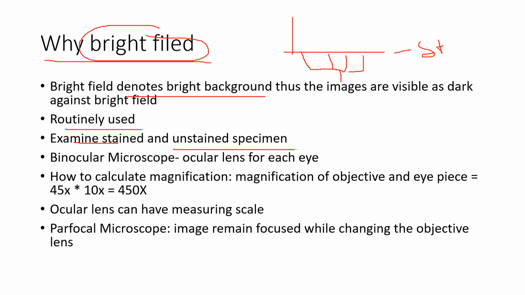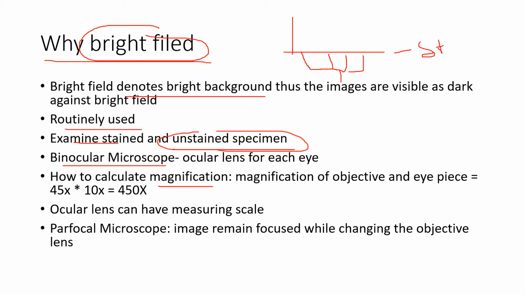But for unstained specimens, as we just talked about, if we are not staining the specimen, they become visible just because of refraction, as they have different refractive indexes. We know this. What are binocular microscopes? Those are microscopes having an ocular lens for each eye. We studied about it earlier in the parts of the microscope. I hope you remember it.